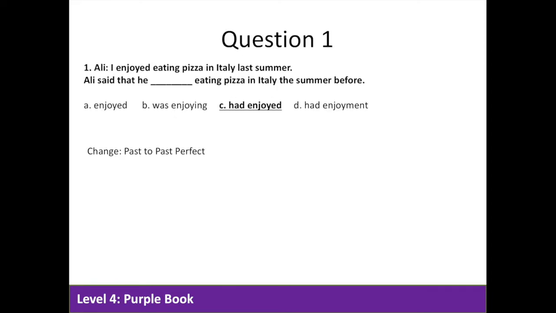Question 1. Ali, I enjoyed eating pizza in Italy last summer. Here we have the past tense verb. We know we'll need to backshift the past tense to past perfect. So C, had enjoyed, is the correct answer to form reported speech.